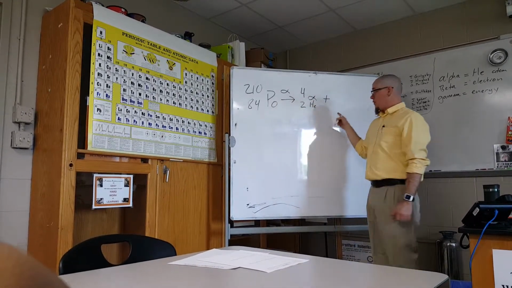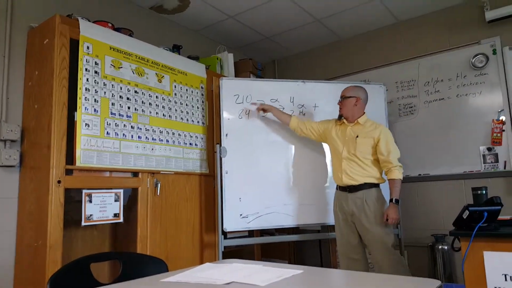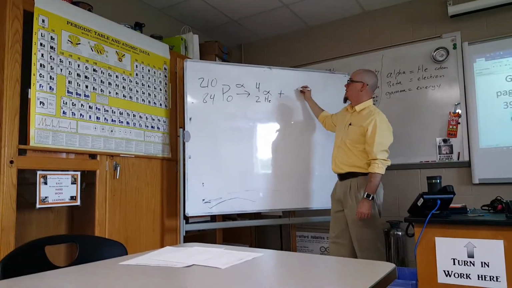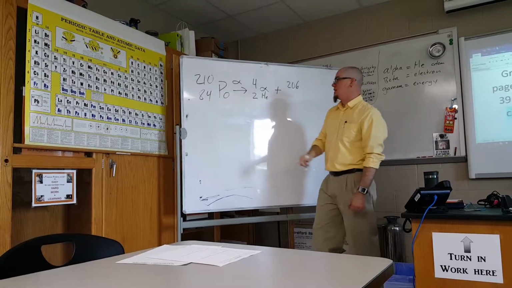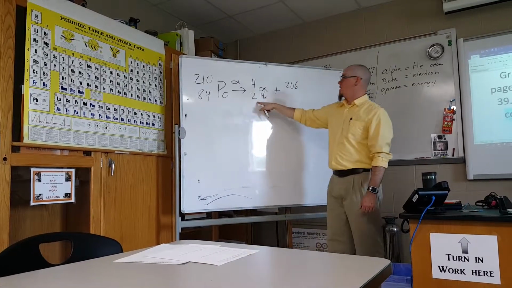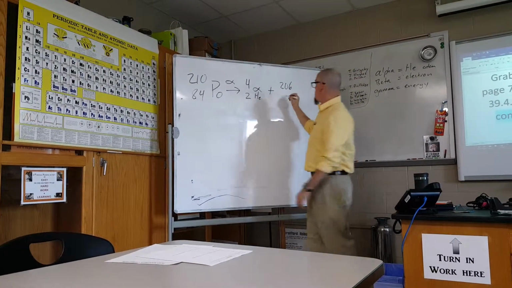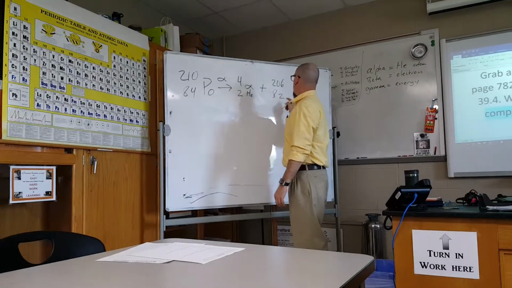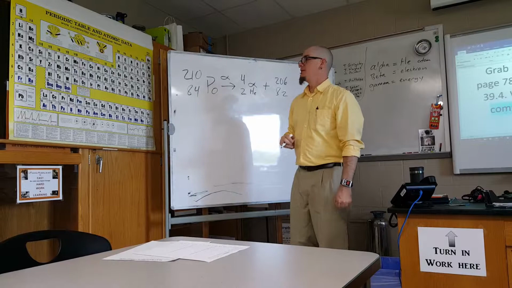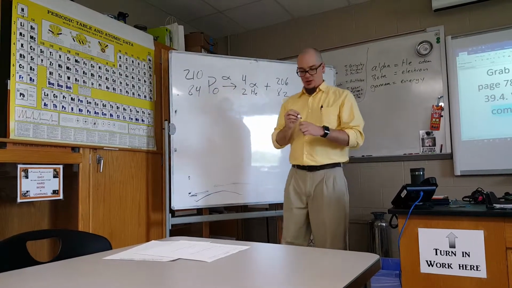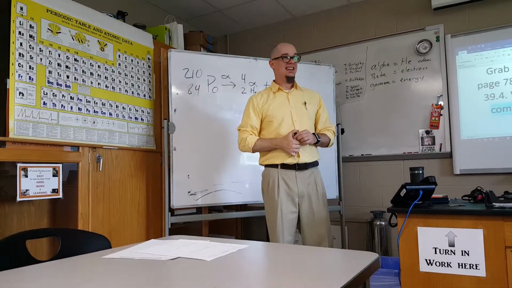And we're going to be left with what? We started with 210 on our mass. What's our new mass going to be? 206. Exactly. You guys are doing good. 84. We lost 2, so we get 82. What element does that give us? Lead.